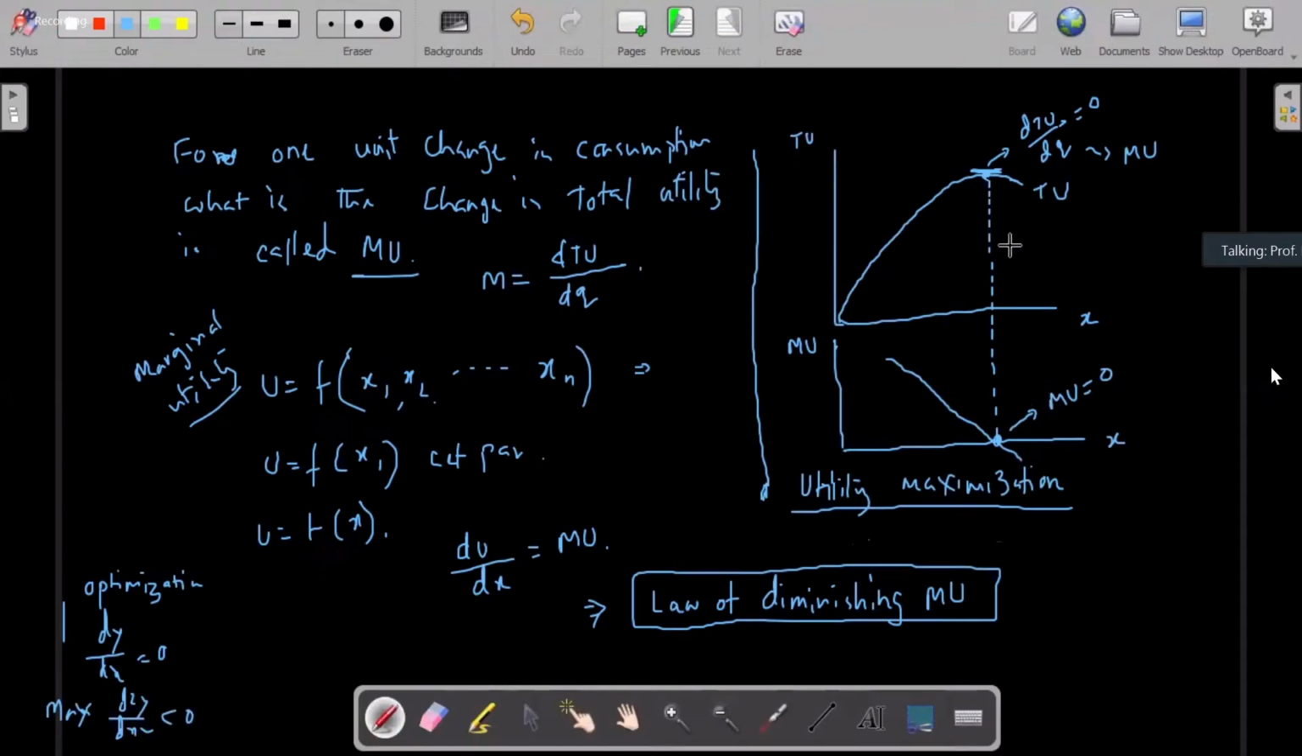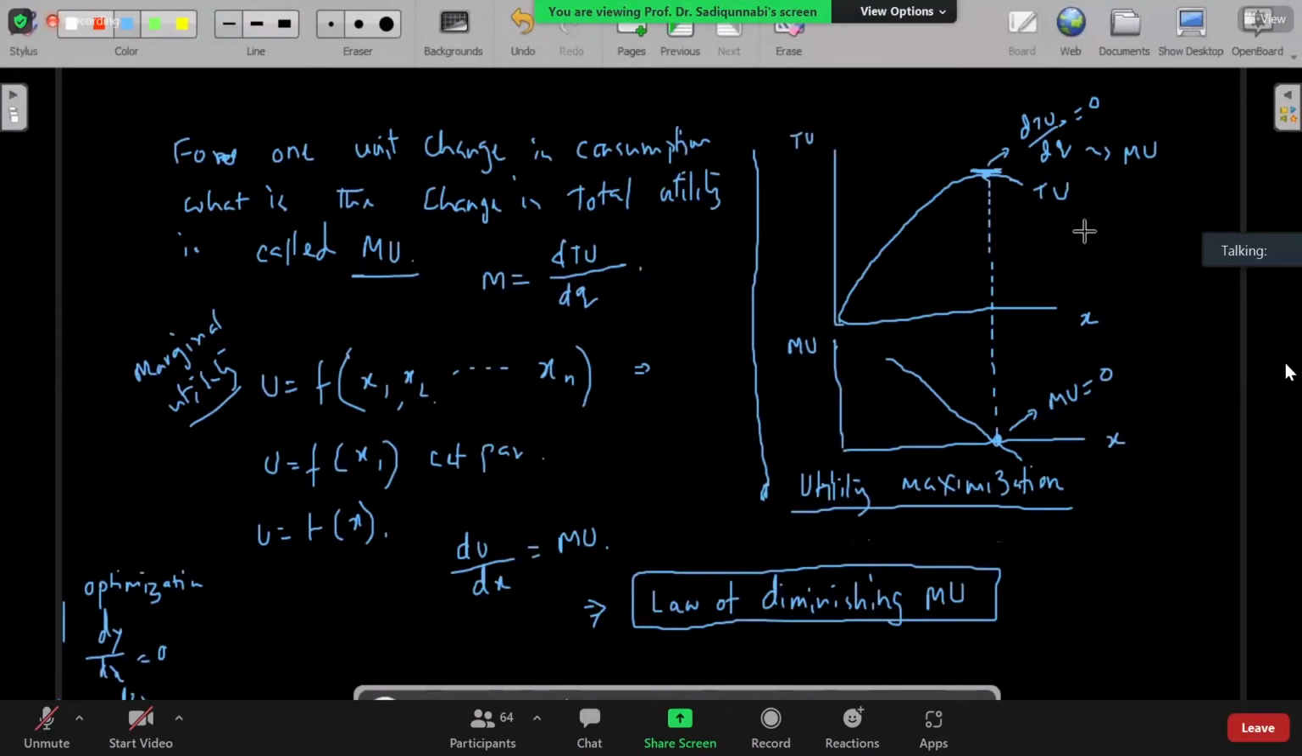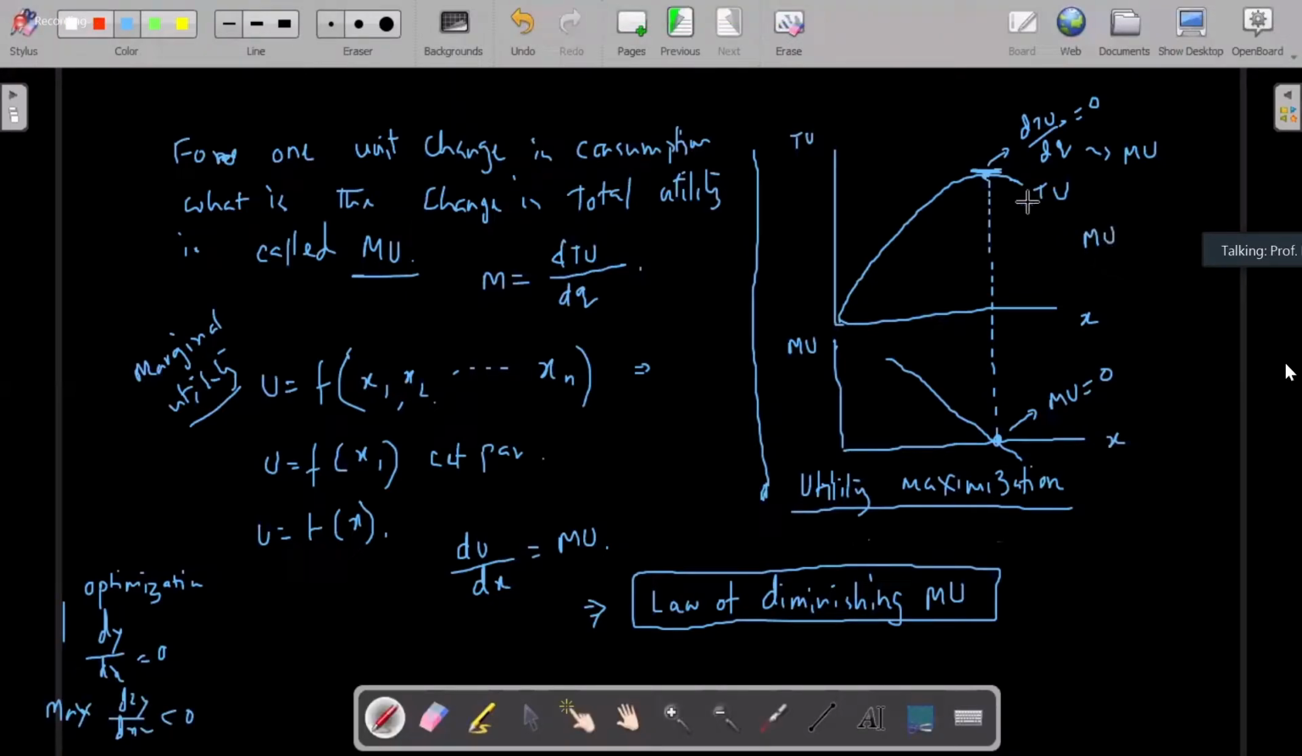You see that after MU equals 0, what happens to TU? TU is declining. So when TU is declining, what is MU? MU is negative. At this point, MU is negative. So you see that MU is negative here. So this is MU. After this point, MU is negative.